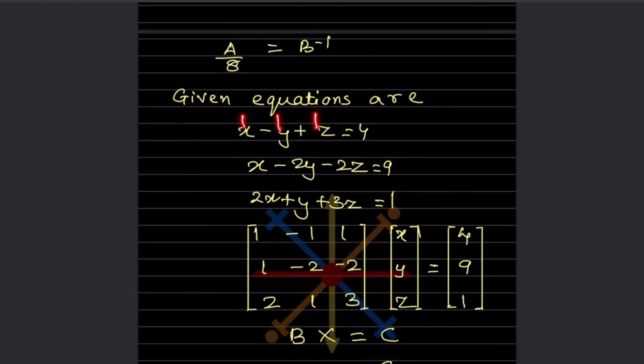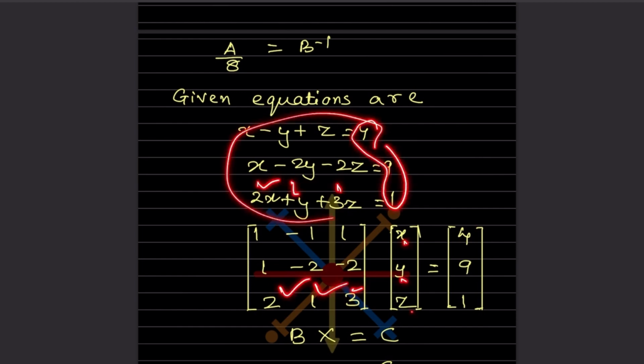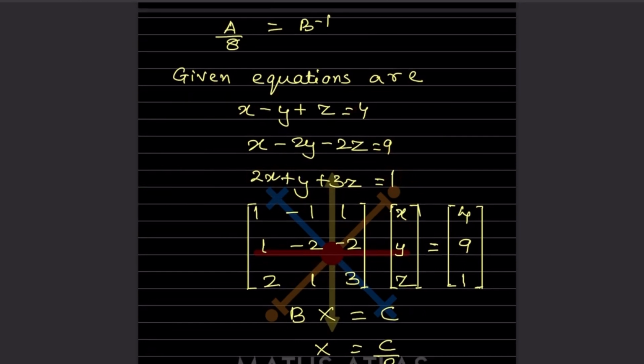This 1, 1, 1. 1 minus 2 minus 2. 1 minus 1, 1. 1 minus 2 minus 2. Then 2, 1, 3. And these are the variables x, y, z. And this is the right hand side 4, 9, 1. So now we have bx, whatever we got this as, that is c.